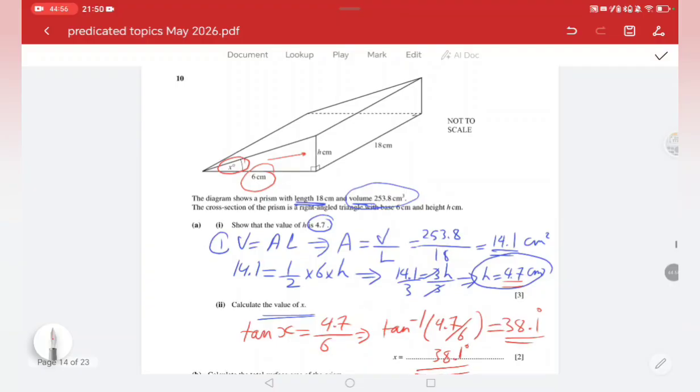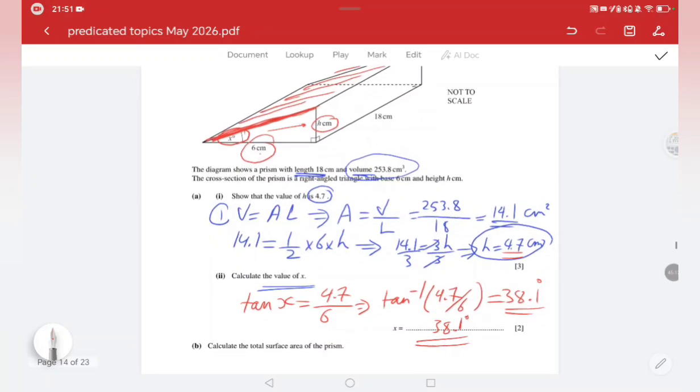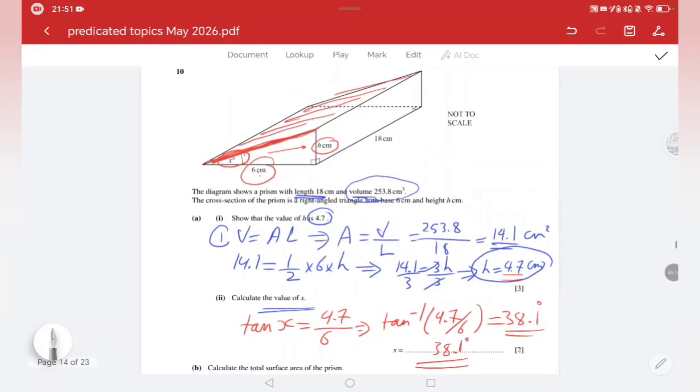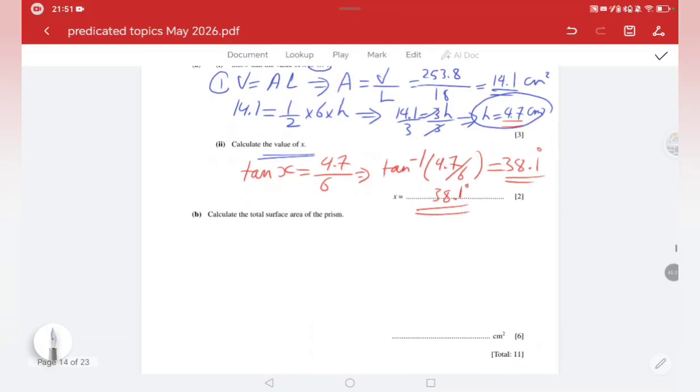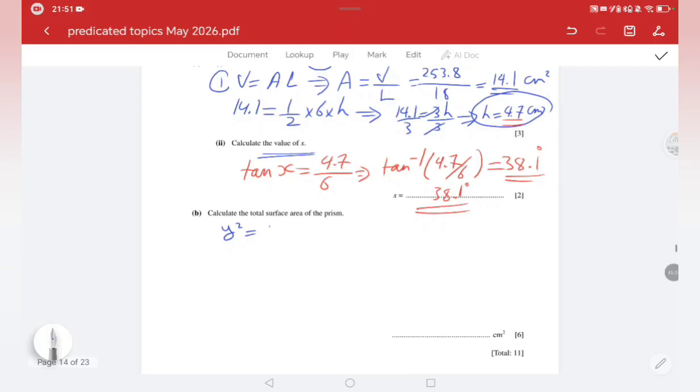We almost have everything, but the problem is that we don't know this side. So first let's find the side. We have two sides, so we can use Pythagoras. Let's call this side y. So y squared equals 4.7 squared, the height, plus 6 squared, so y equals the square root of 4.7 squared plus 6 squared.